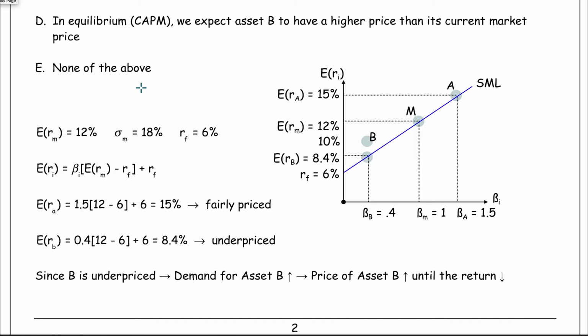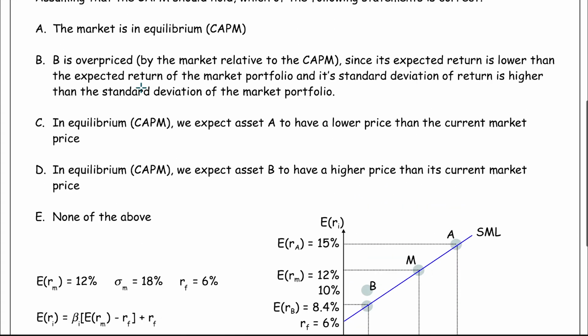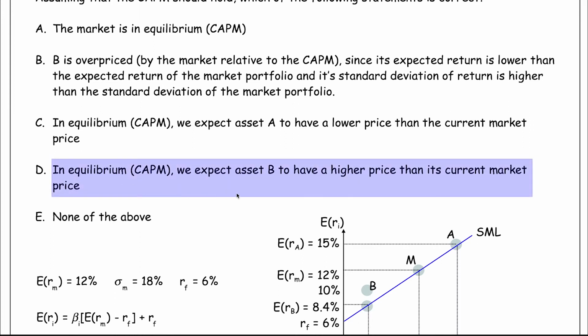And so with that logic, the best response here, in my opinion, would be response D. In equilibrium, we expect asset B to have a higher price than its current market price.